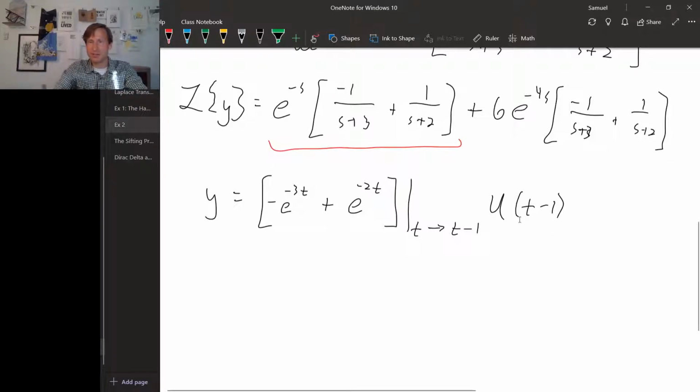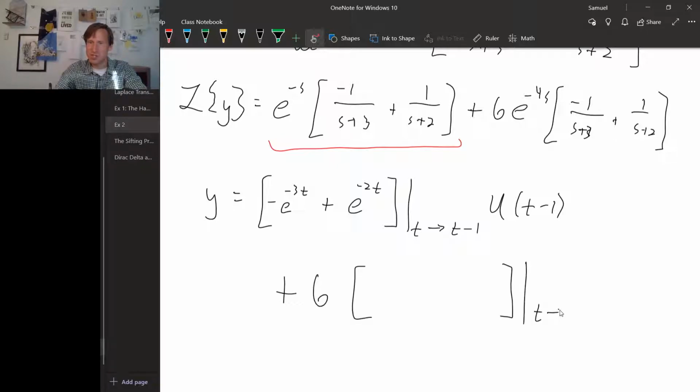And now let's do the second term. So plus 6 times, right, we're going to take an inverse transform, but we know at the end we're going to have a time shift by 4, and we have to multiply by a step function shifted by 4. And this inverse transform is going to be the same because it's the same stuff in brackets. So minus e to the minus 3t plus e to the minus 2t.